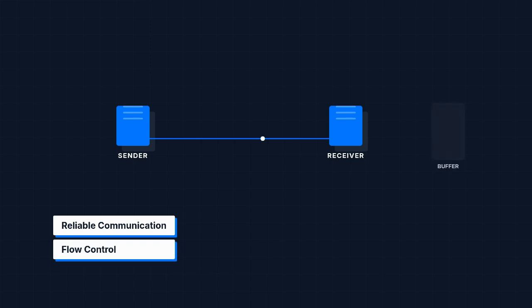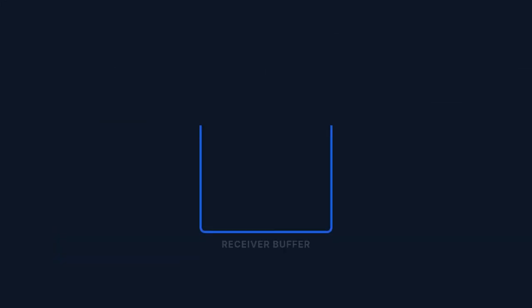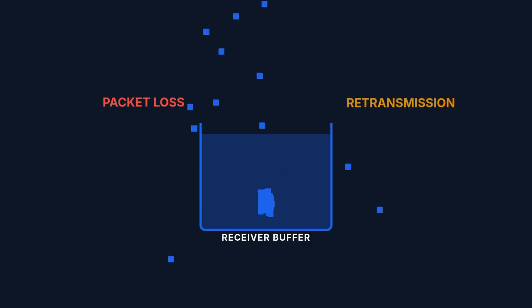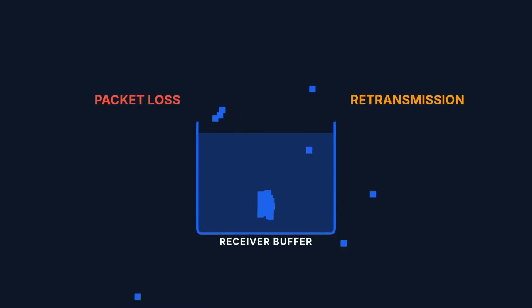TCP is designed to provide reliable communication, and one of its key mechanisms for flow control is the window size. Imagine the receiver has limited buffer space to store incoming data. If the sender keeps transmitting data continuously without knowing the receiver's capacity, it can easily overflow the receiver's buffer, leading to packet loss and retransmissions.